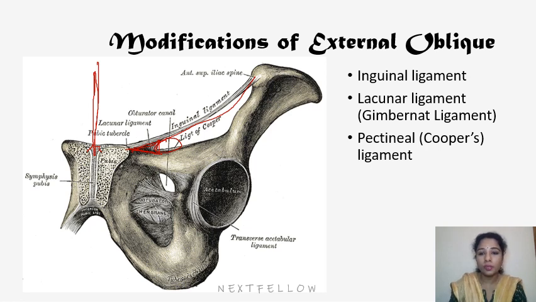And the ligament of Cooper, otherwise called the pectineal ligament, is the strongest fibrous band that extends laterally from the lacunar ligament. So you can see here the extension of the lacunar ligament as the ligament of Cooper. It is a strong fibrous band which extends laterally from the lacunar ligament along the pectineal line of pubis. You can see it is along the pectineal line of pubis.